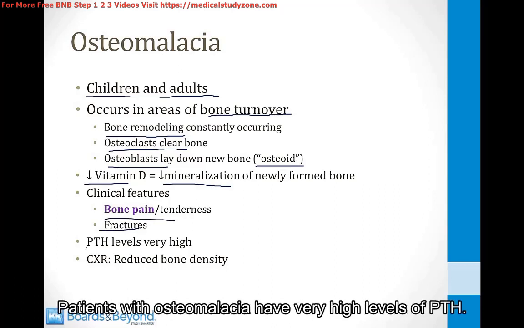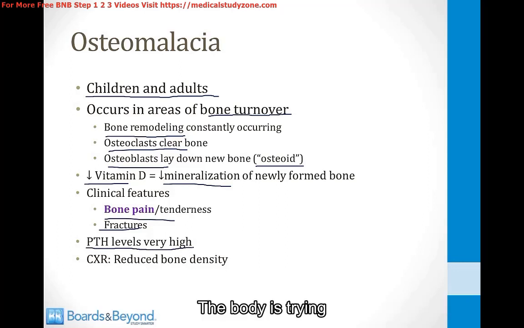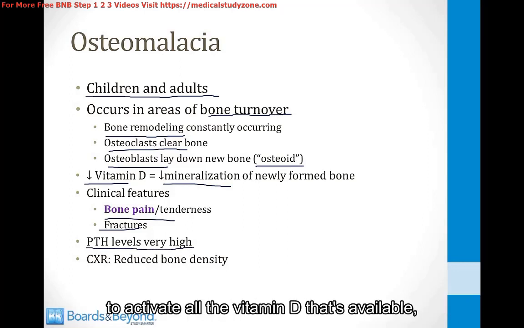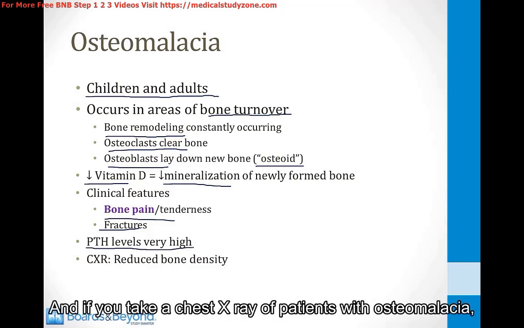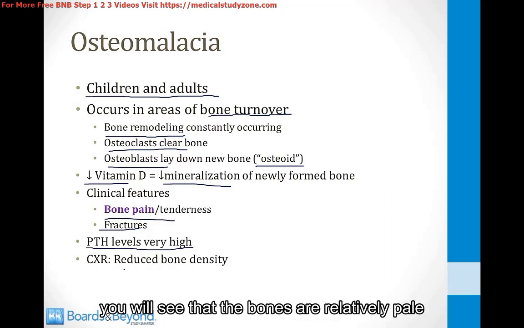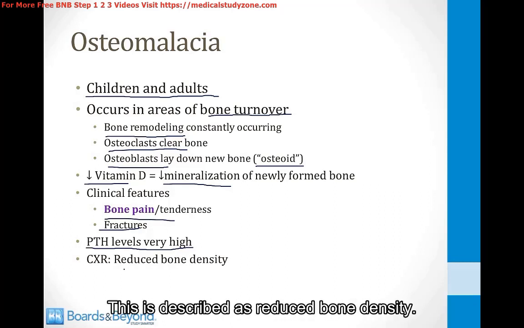Patients with osteomalacia have very high levels of PTH. The body is trying to activate all the vitamin D that's available, but there just isn't enough available. And if you take a chest x-ray of patients with osteomalacia, you will see that the bones are relatively pale and not bright white as they should be. This is described as reduced bone density.